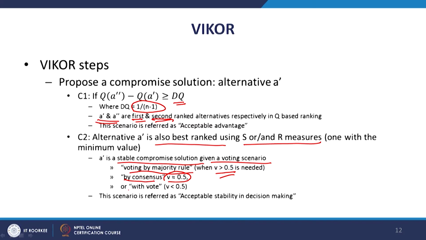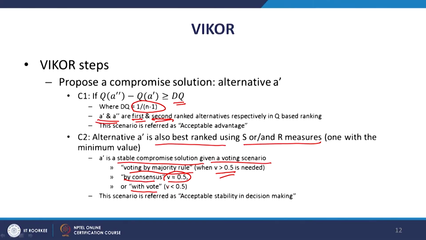If even less than 0.5 vote is accepted, then just the alternative with the largest number of votes would be taken as the compromise solution. So, these are three scenarios that could be there, and different values of V would indicate these scenarios.